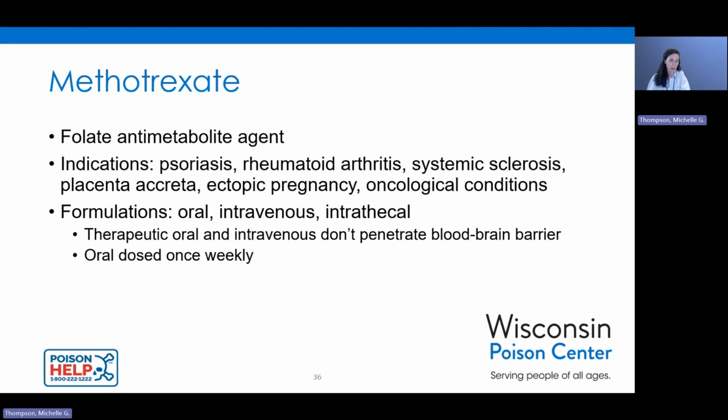It's important to remember that the therapeutic concentrations when administered orally or intravenously do not penetrate the blood-brain barrier, just the intrathecal version does, as it is injected into that space. And we often see toxicity with the oral dosing, as patients will take this once per day instead of once per week.